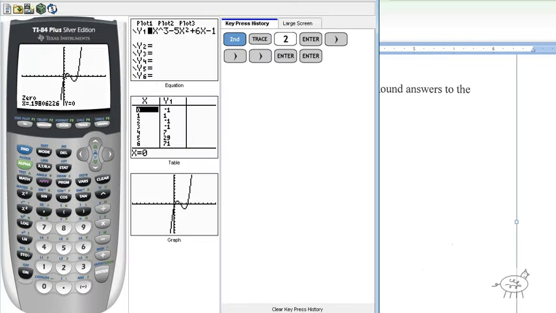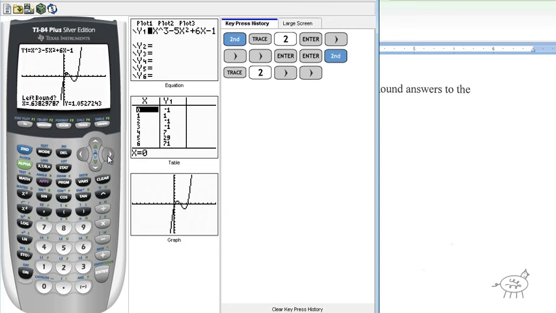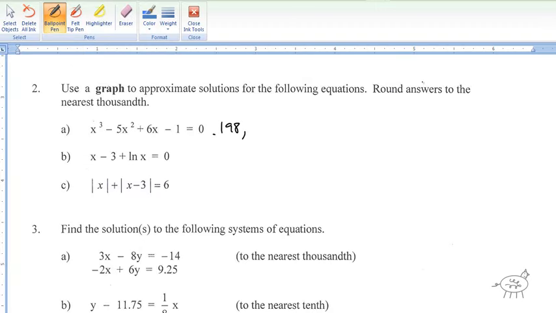Let's go back to the TI and do again second, calculate, 0, 2. And see, it starts with left bound. Let's go to the left side here. It could be anywhere as long as it's on the left side of that, hit enter. We'll keep going a little bit more to the right side of that, hit enter and then guess. And so it's 1.555. Let's put that on here.